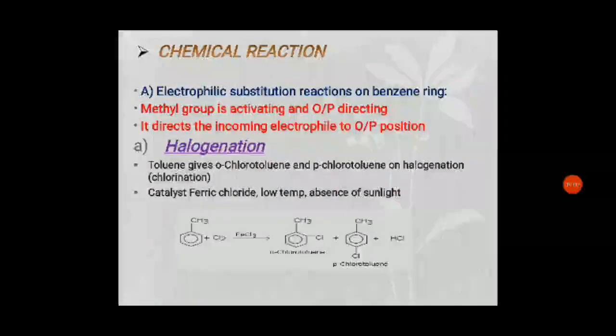Instead of chlorine, we can take bromine also. Here, the catalyst is ferric chloride or ferric bromide, and this reaction is carried out in the absence of sunlight and at low temperature. You have to keep in mind that this reaction always takes place in absence of sunlight, because in presence of sunlight a different reaction takes place. In this case the electrophile is Cl plus. It attaches either to the ortho position or to the para position. Therefore we get ortho and para products.